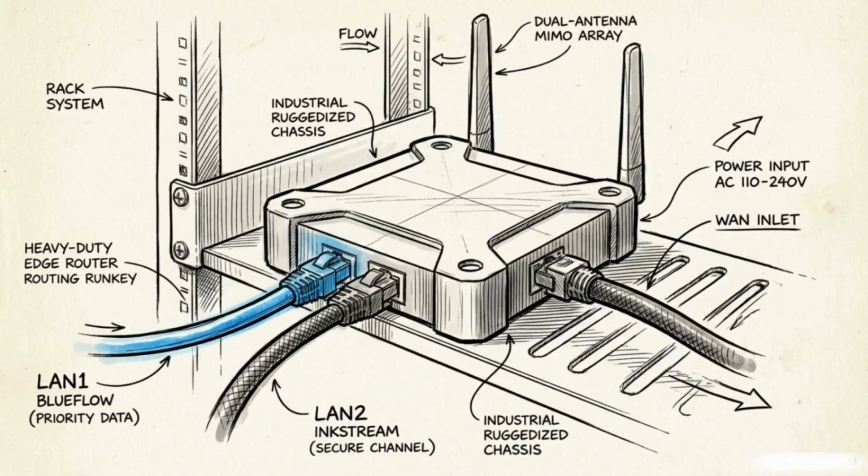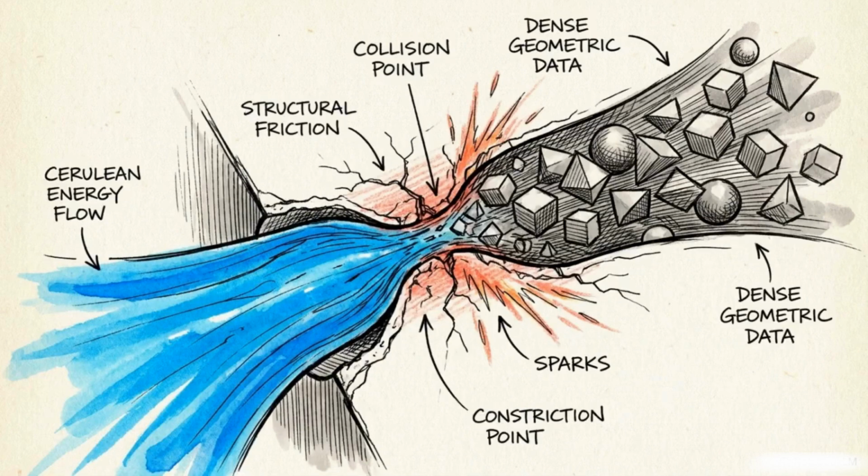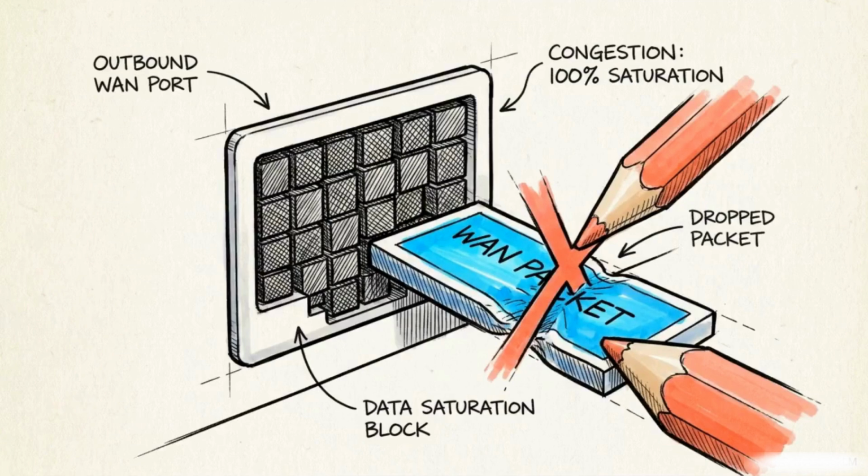Even with VLANs in place, there is one final bottleneck: the edge router. Here, the protected voice and data VLANs merge into a single outbound pipe to the internet. When that outbound connection becomes saturated, standard routers start dropping packets indiscriminately. For voice traffic, dropped packets mean immediate audio degradation.